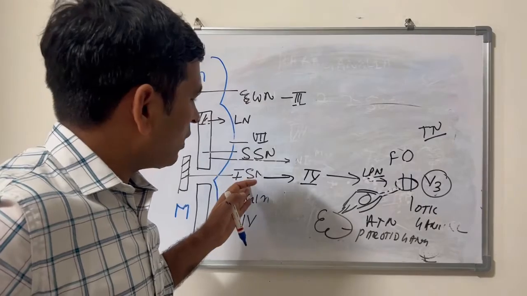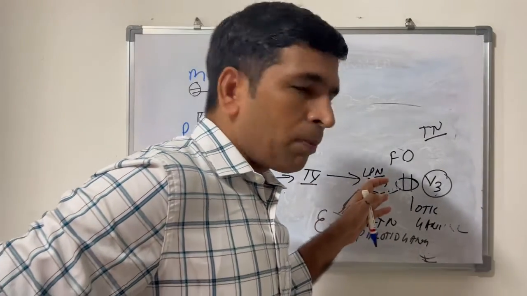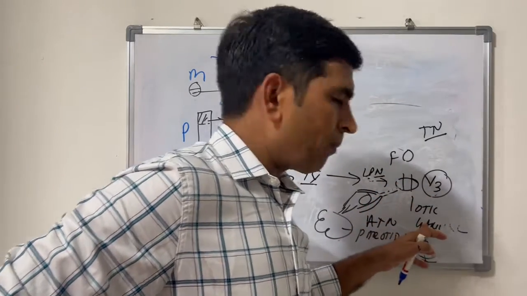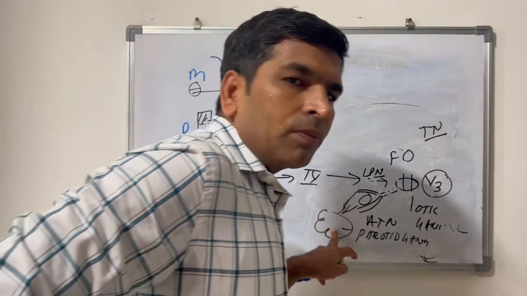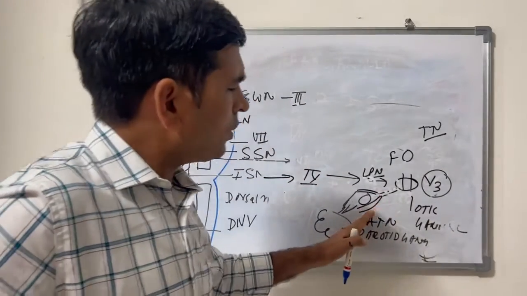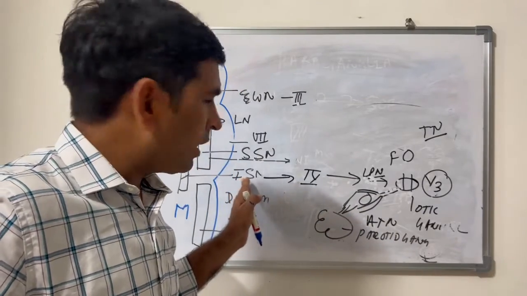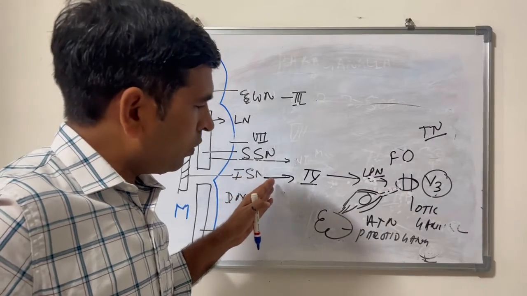So this inferior salivatory nucleus goes through the ninth nerve, the lesser petrosal nerve, forming the tympanic plexus, ultimately merging with this otic ganglia, coming out and supplying the parotid gland. So this is the third nucleus of parasympathetic ganglia, that is coming through the inferior salivatory nucleus.